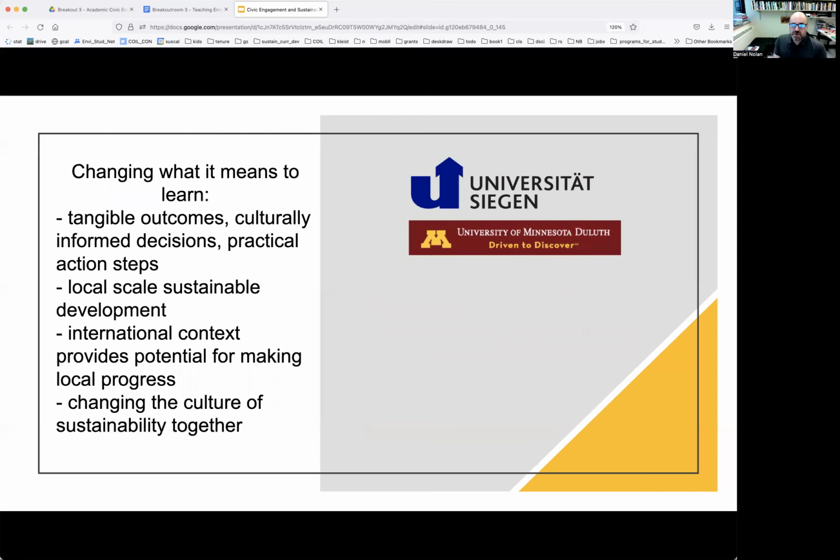So when we focus on tangible outcomes, we really foreground the culturally informed decisions and practical action steps that are valuable for community organizations. And that's, I think, valuable because sustainable development happens best at that local scale. And yet there's a need for international learning for several reasons, some of which I'll talk about here briefly. But our goal remains to really change the culture of sustainability, because sustainable development really is a culturally informed practice.